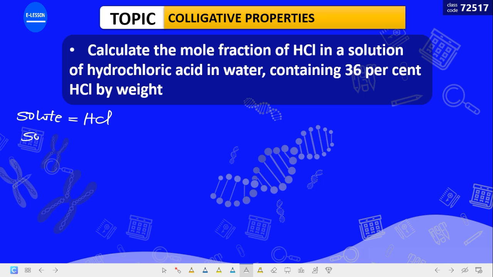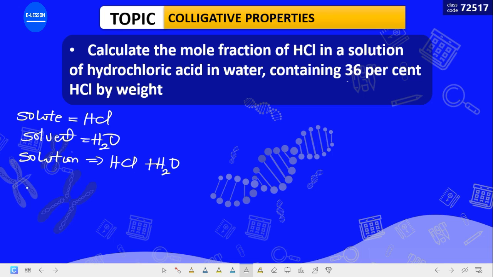And then what is your solvent? Your solvent is water, H2O. Then what is your solution? Our solution is an aqueous solution of HCl, or you can say HCl plus water solution. Now, in the question, it was given that the substance contained 36% HCl by weight. Now you have to think in order to provide a solution to this question.